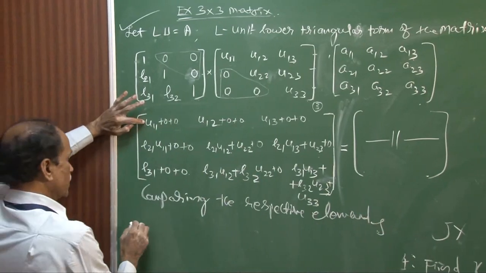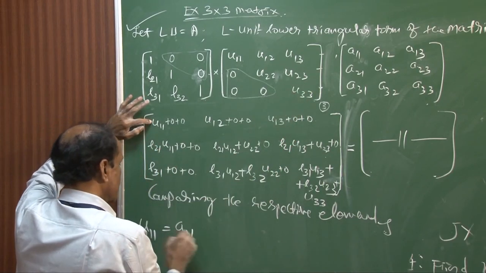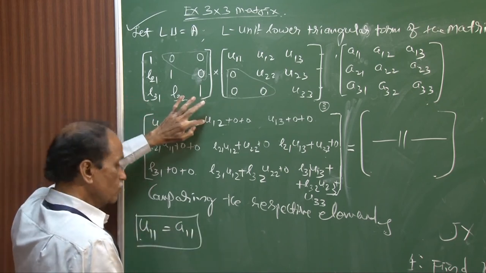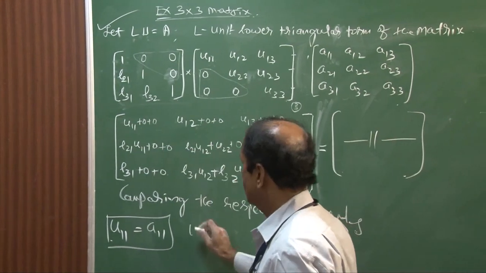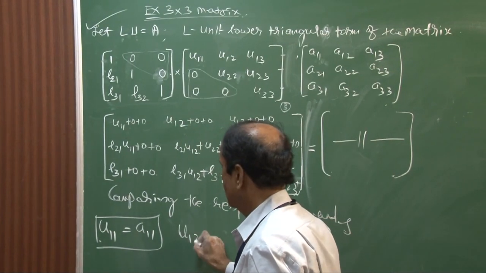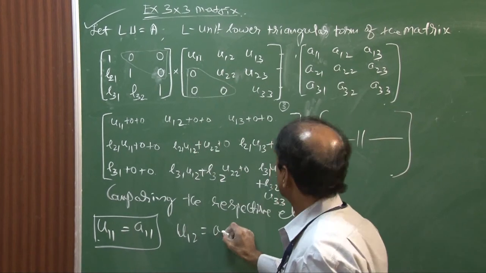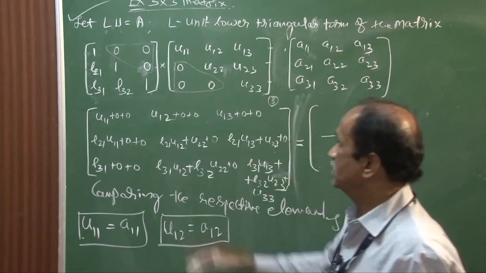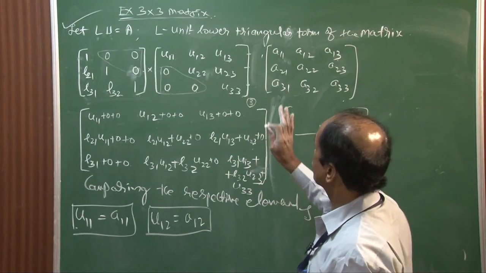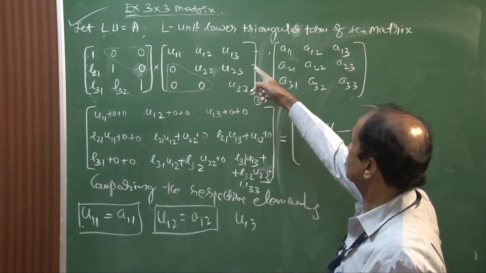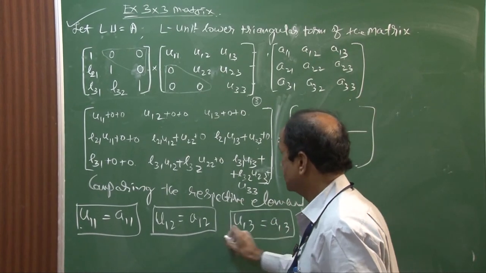That is here, this simplification gives U11 only, which is equal to A11. This is the first calculation. Next, U12: here U12 plus 0 plus 0 becomes U12 only. U12 is equal to the second element, because second element with second element here, that is A12. This is the second calculation. You will understand when I write the problem with the actual numbers, the corresponding multiplication. So U12 is over. Now U13 is equal to A13. These are the first set of calculations.